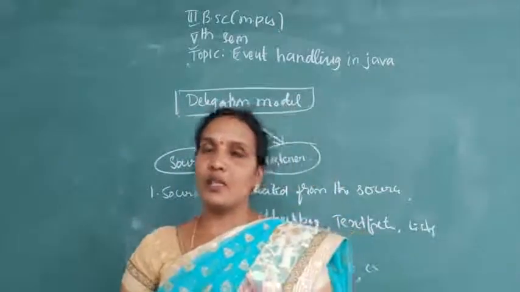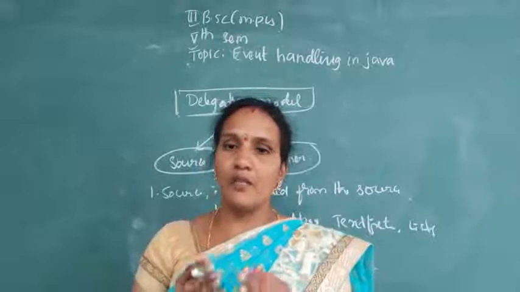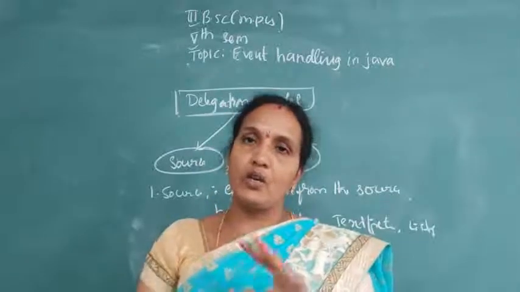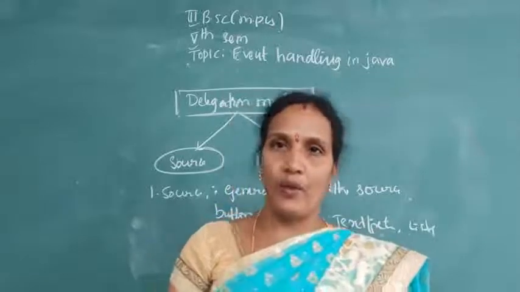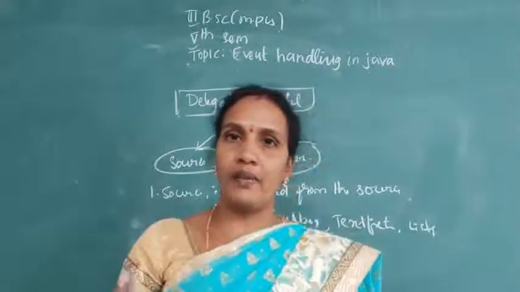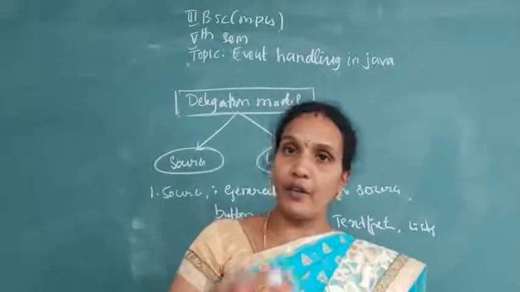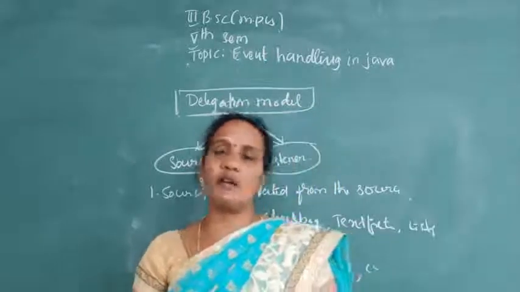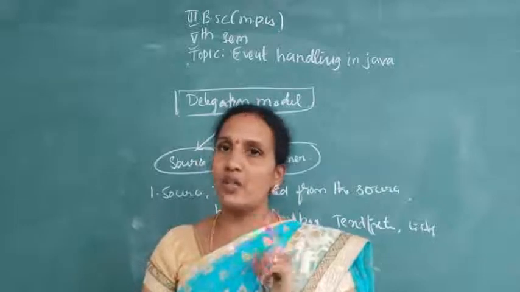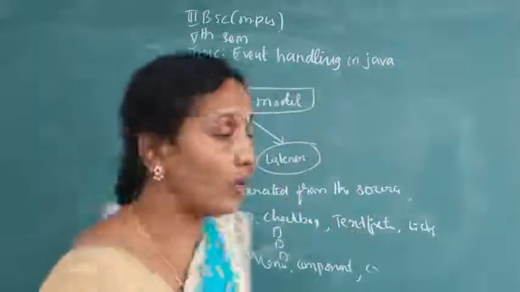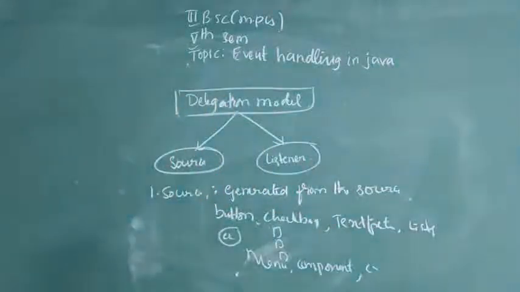Okay. So what are sources? Sources means from those sources only our event will be generated. So whatever things you have on the form, like a username text field, checkboxes, buttons, different menus, lists, all will come under the sources only, and from those sources only events will be generated. Okay. Now come to the listener.